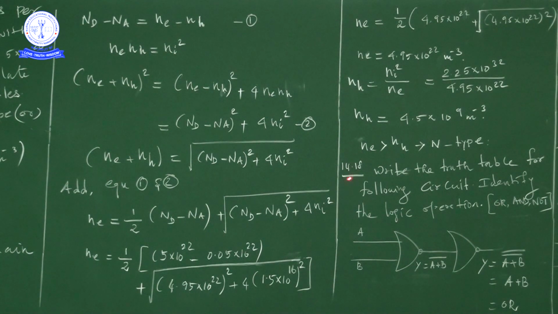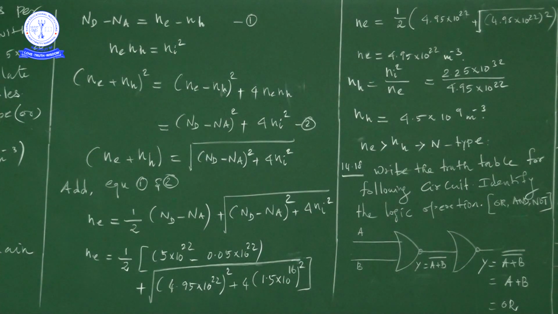Then see the 14.18 sum. Write the truth table for the following circuit, then identify the logic operation, whether it is an OR gate, AND gate or NOT gate. Then see the diagram on the blackboard. From the diagram you can solve the logic operation.